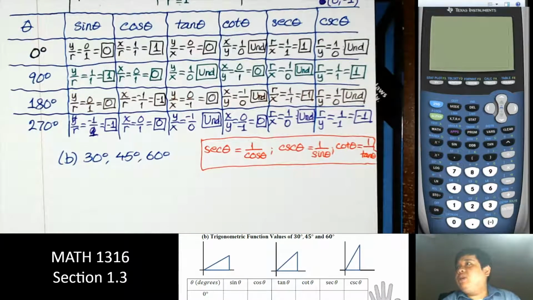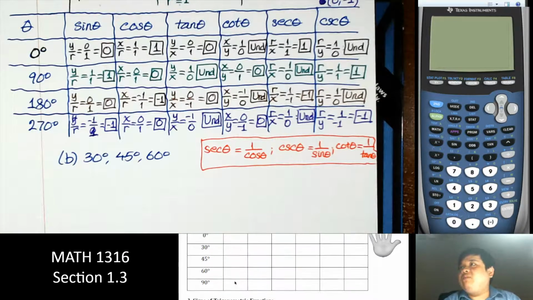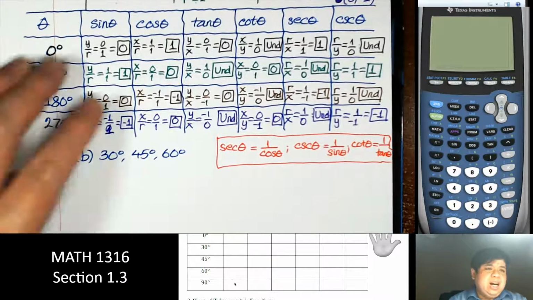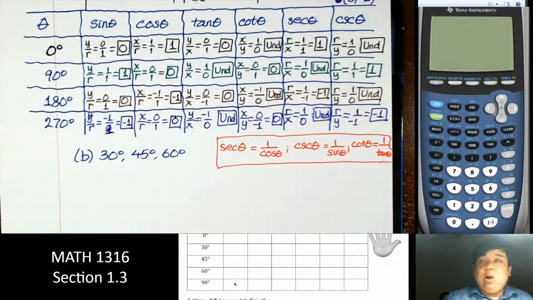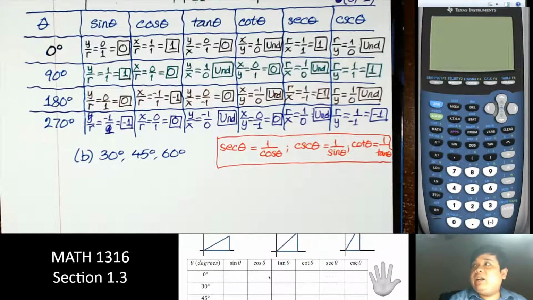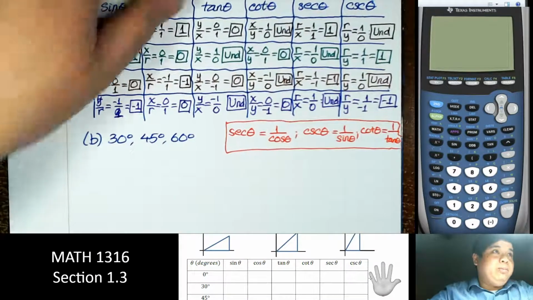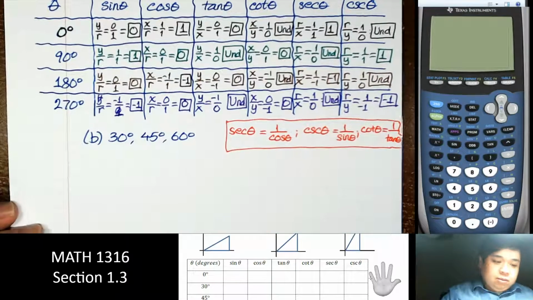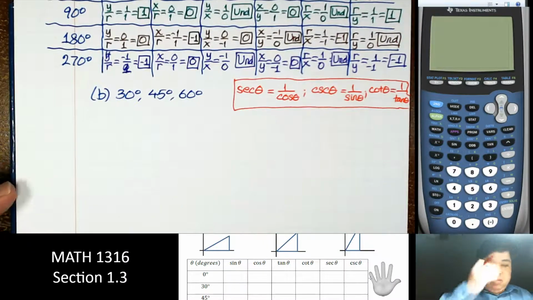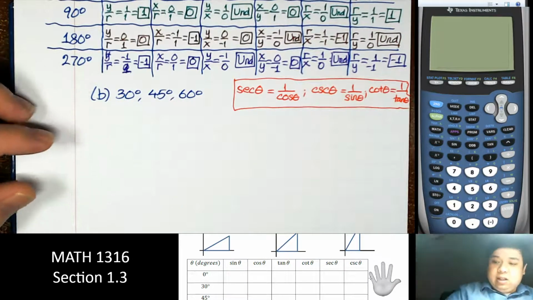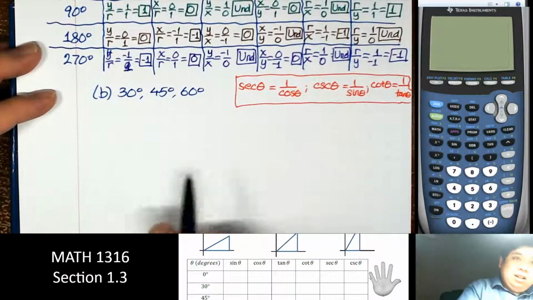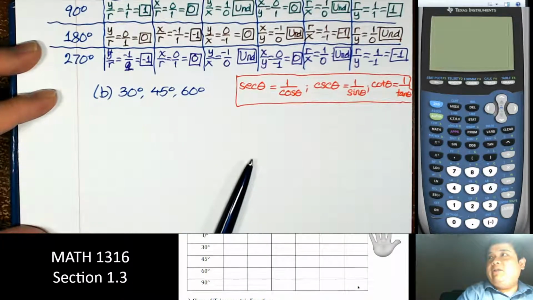Now, if we use x, y, and r, it certainly works, but it takes some time. What we use is the hand trick. So that's why I put the hand here. It doesn't matter left hand or right hand, but it is just a hand nevertheless. Now, let's just make a table like what we have here.